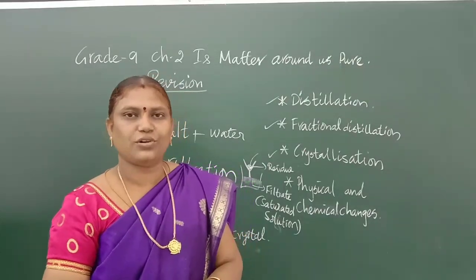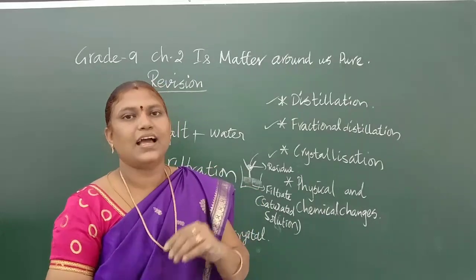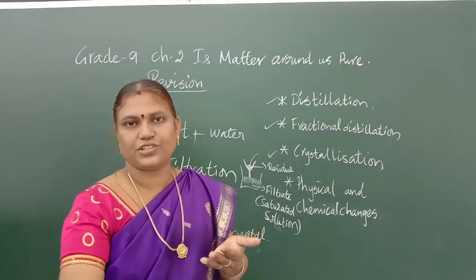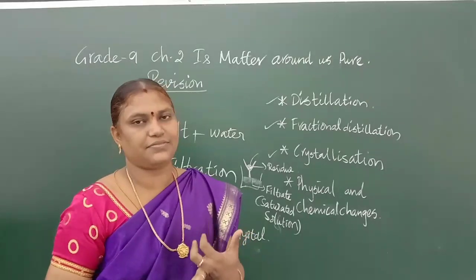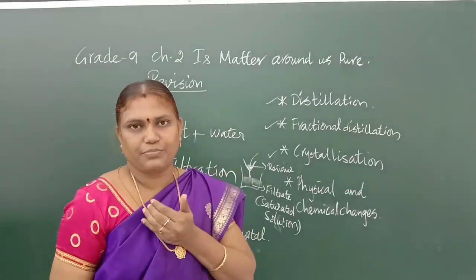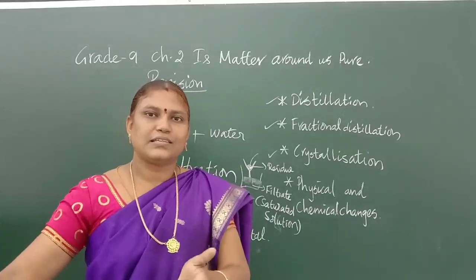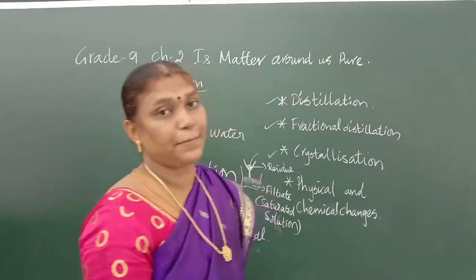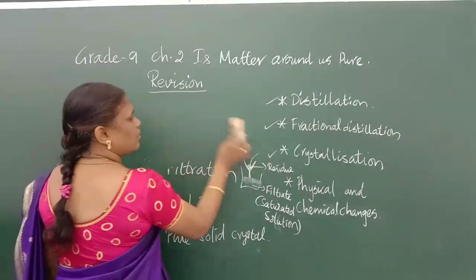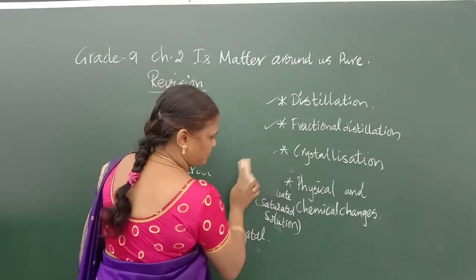Then what is the application? We can get the pure form of crystals. And alum is used for the purification of water. Double salt, potassium sulfate and aluminum sulfate. Those salts you can get in pure form, so that you can use them for purification of water or some other purpose. This is the application, the use. So this is crystallization.